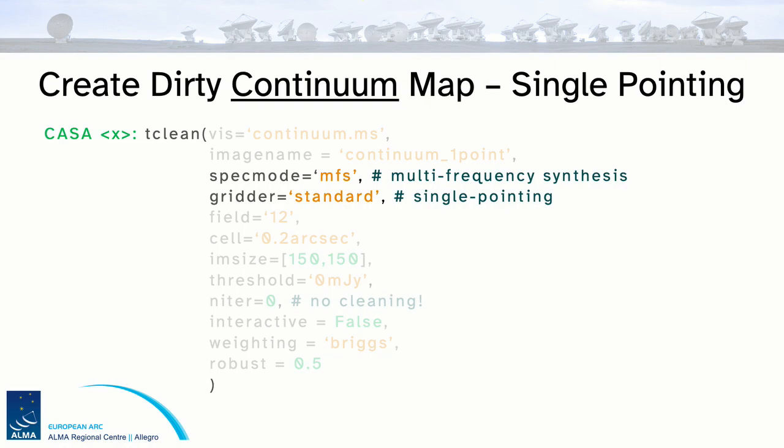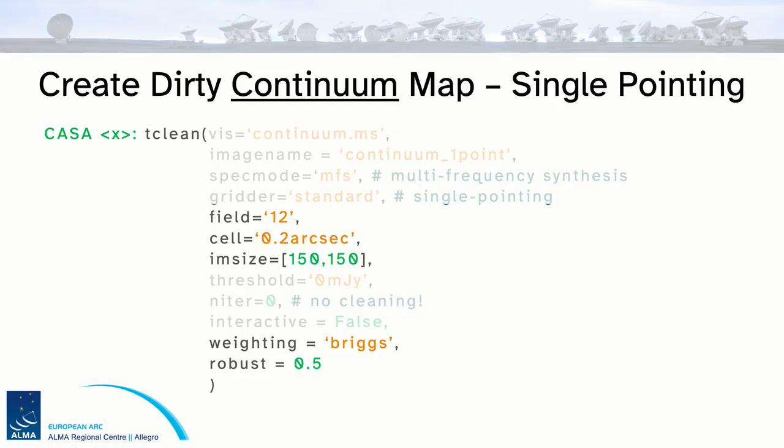For imaging continuum, we will need to set specmode equals to MFS, and this stands for multi-frequency synthesis. For a single pointing, we will want to set the gridder to standard, and this tells tclean that it only needs to regrid visibilities for one pointing. We also see a number of other input parameters here that we are already familiar with, including the image size and cell size. We also need to specify our field here, which can either be the field name or our ID number. And here I have chosen Briggs weighting with a robust parameter of 0.5.